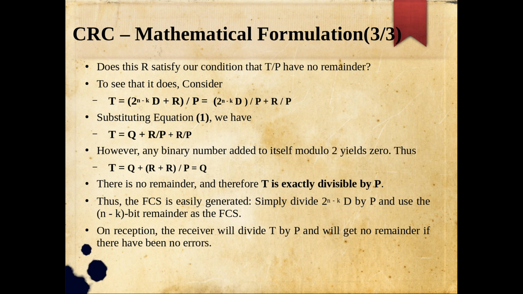On reception, the receiver will divide T by P and will get no remainder if there are no errors. But this statement is not correct. The correct statement is, this is our requirement, we are believing so, but it may be wrongly interpreted also. So the correct thing is, if you are getting a remainder, definitely there is an error. But if you are not getting any remainder, we assume that there is no error, or to some extent you can say that with some probability there is no error, but still we have a chance of residual error. So that is what we have to eliminate.